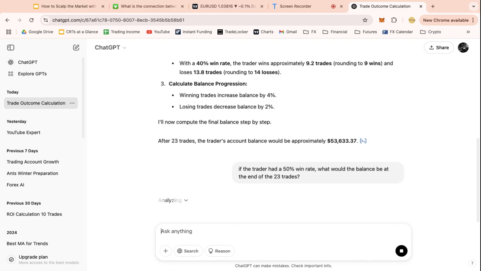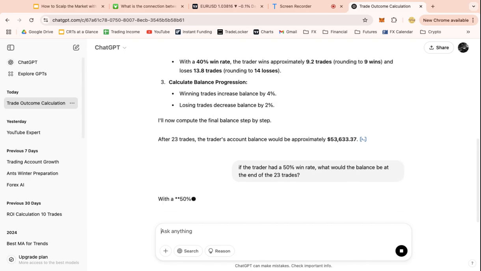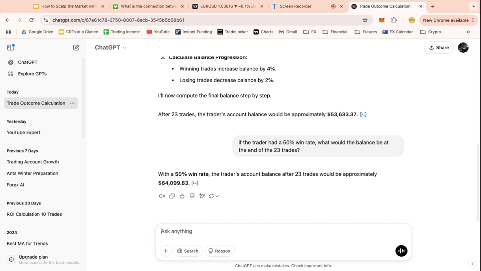All right, so it's analyzing with a 50% win rate, and so on. Now, according to this, you're going to end up with $64,099, which is over 10 grand, if my math is right. I don't know if it went from the $50,000 account or not. So let me see this. It may have gone from the 53,000. So I'm going to double check this.